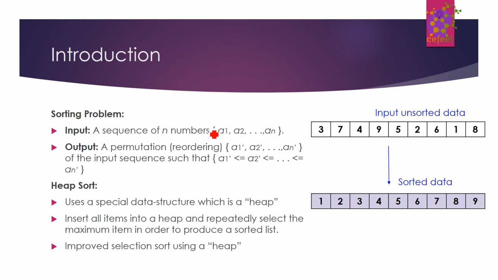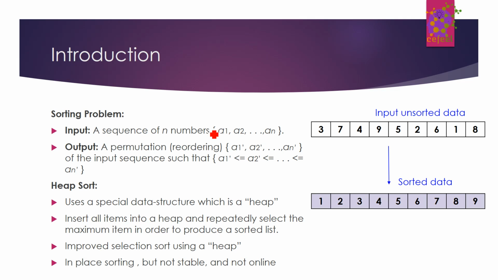or a heap, and once it has inserted and ordered the elements in the heap using some strategy, we pick the elements one by one from the heap, and when we pick the elements one by one from the heap, we actually get those elements in an ordered list. So that's the whole idea, and that's why it's called an improved selection sort, because in a way we select an item repeatedly from the heap.